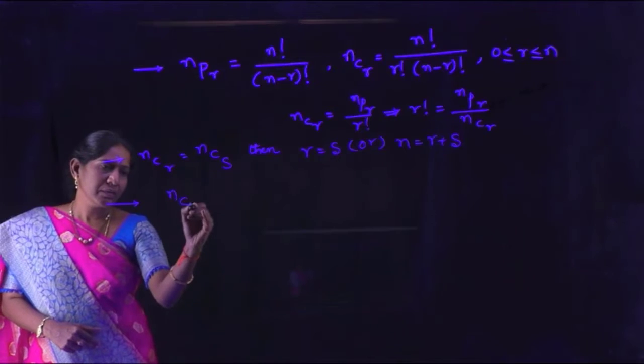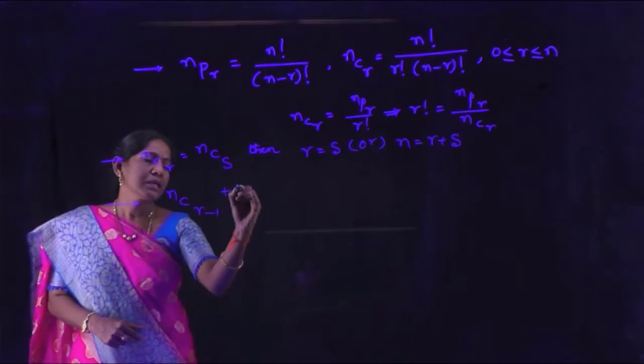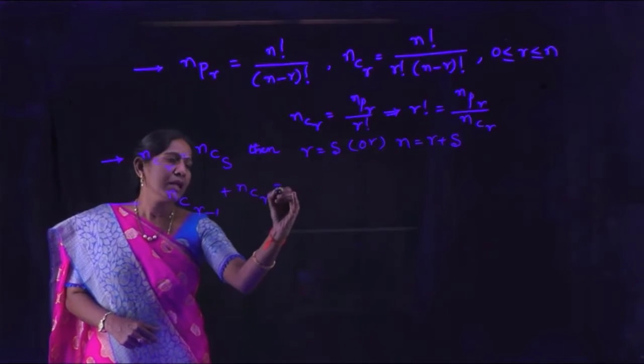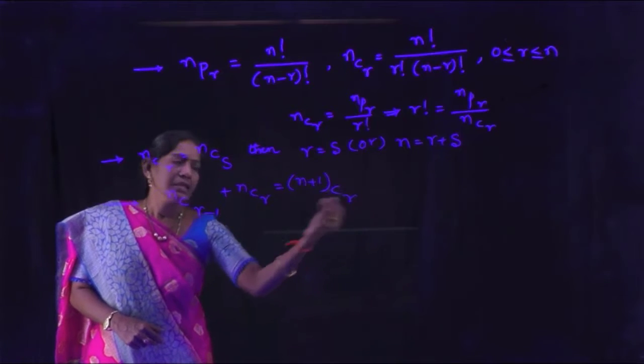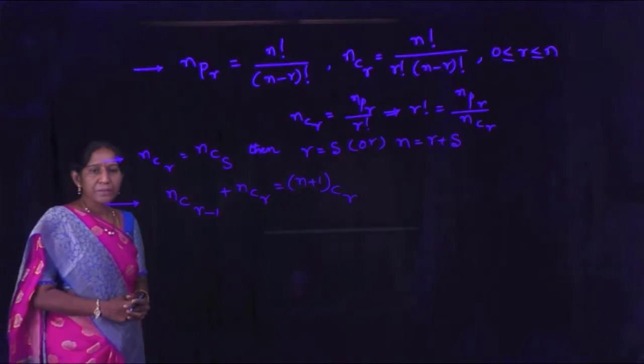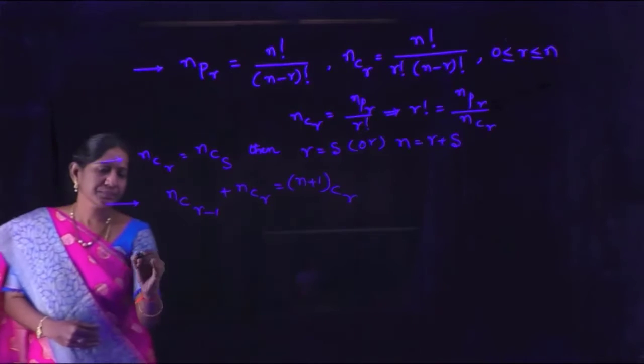And another one: nC(r minus 1) plus nCr is (n plus 1)Cr.